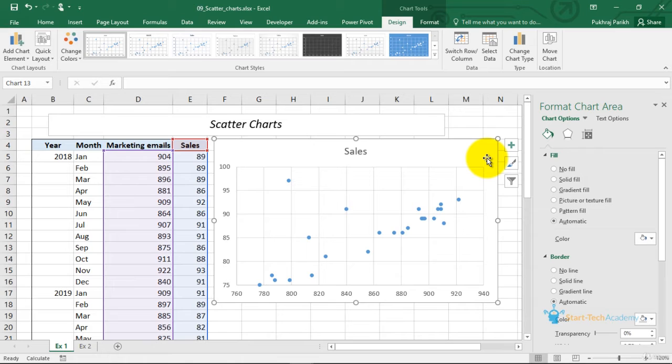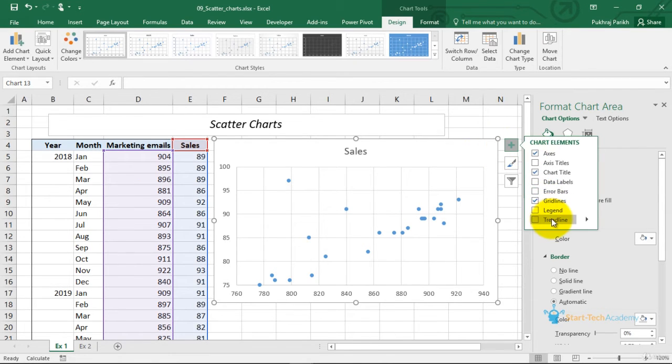One additional feature that comes with scatter plots is the trend line. As I told you, a scatter plot is used to identify the relationship between two variables. One method is to visually check what trend is there between the two variables. The other option is to draw a trend line. Trend line is another chart element, so you can add it by clicking this plus symbol. If you simply click trend line, by default it will draw a linear trend line.